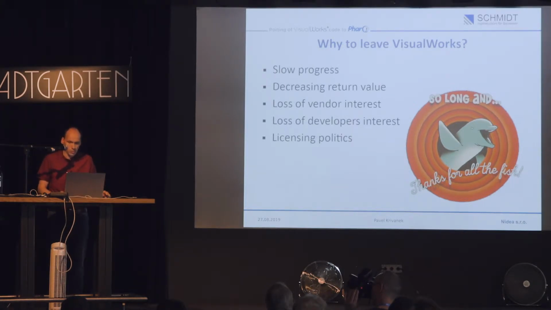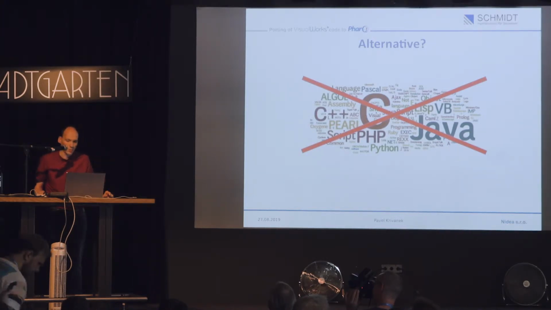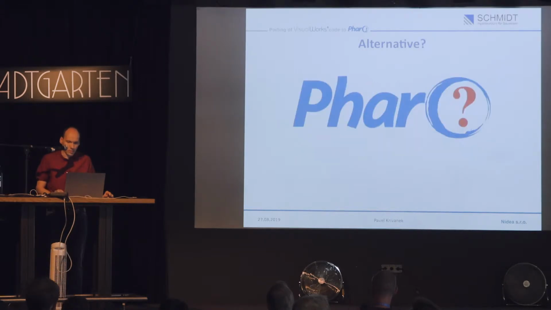So what to choose? We can switch to another programming language, but here all of us know that there are plenty of good reasons why we should keep using Smalltalk. So what about Pharo? Is Pharo a good alternative to VisualWorks for this project?